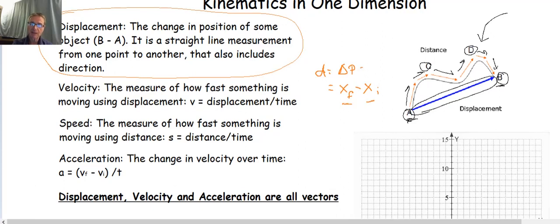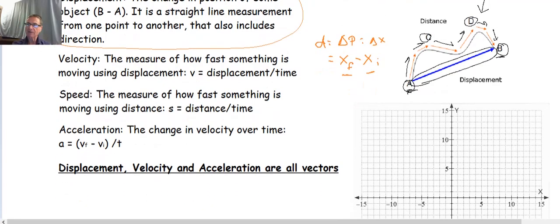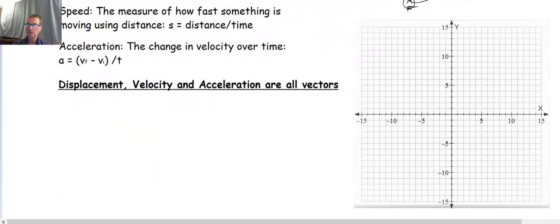It should really be delta x, the change in the position. So let's say we have a graph down here, and it's best to use a graph. I say that displacement is going to be equal to the change in position, which is x final minus x initial. Let's just look at something on the x-axis, if you would.